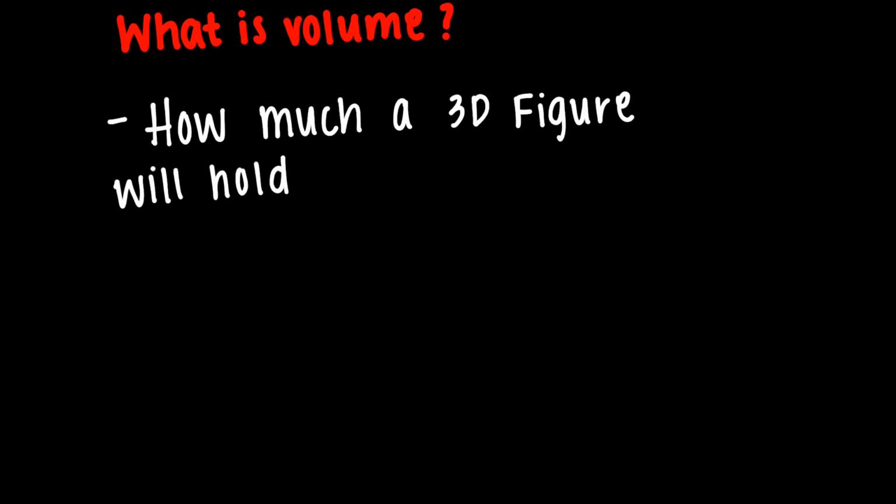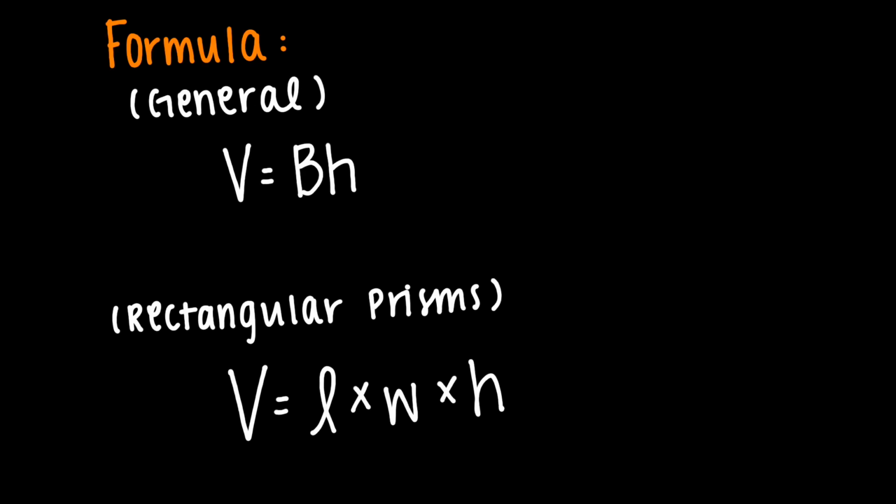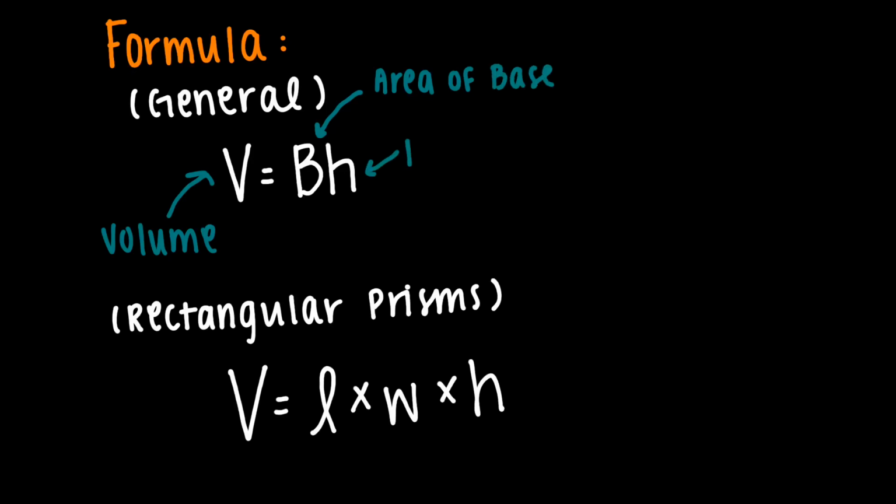Volume is how much a 3D figure will hold. In some cases, you can think about it as cubes, and in other cases, you'll want to think about it like liquid filling up a 3D figure. The first formula we're going to talk about is a general formula: V, which stands for volume, equals capital B, which stands for the area of the base, times H, which is just our height. This is general for the volume that we're going to deal with, especially with prisms.